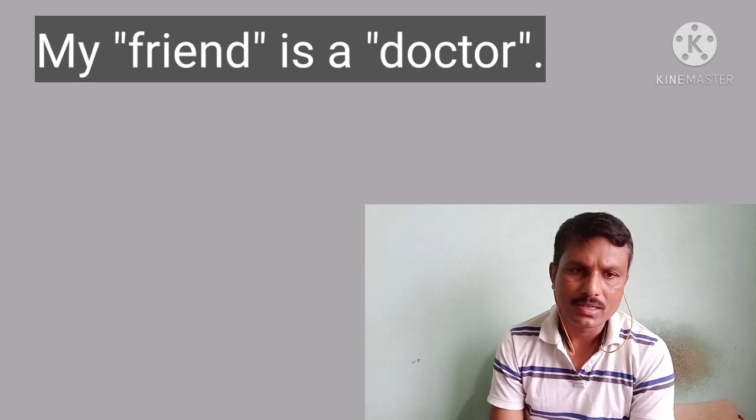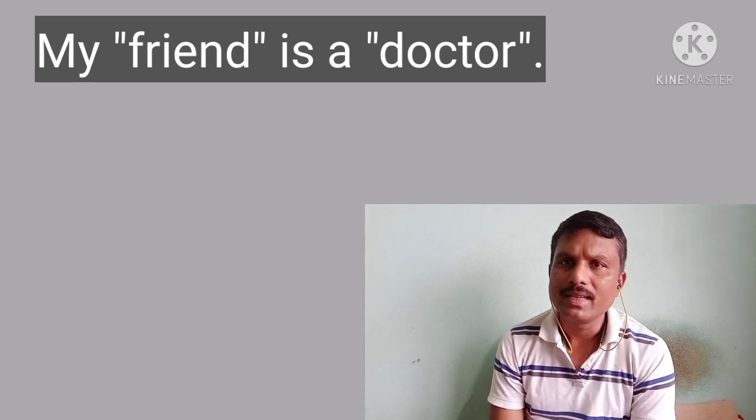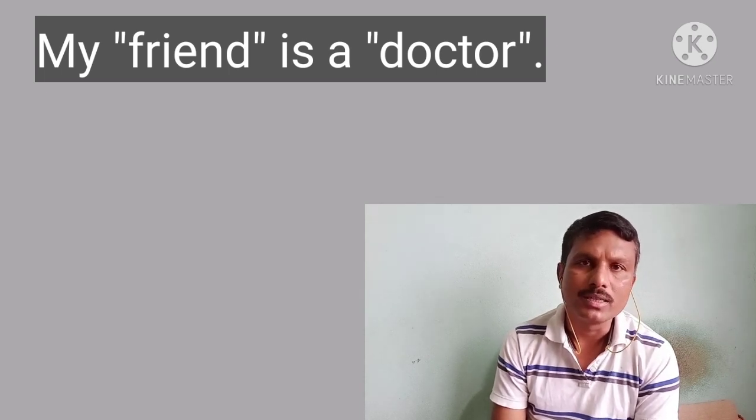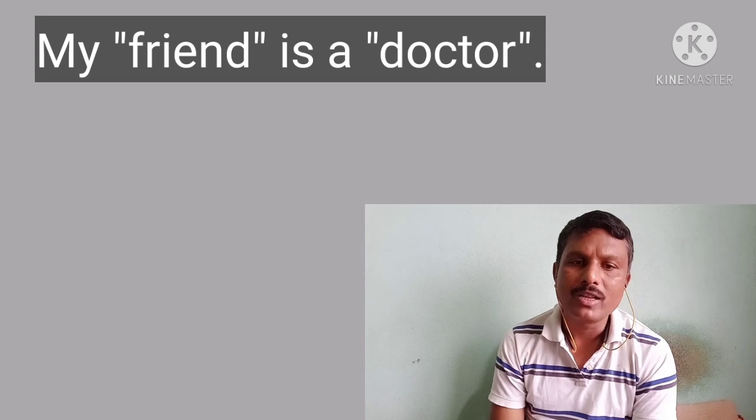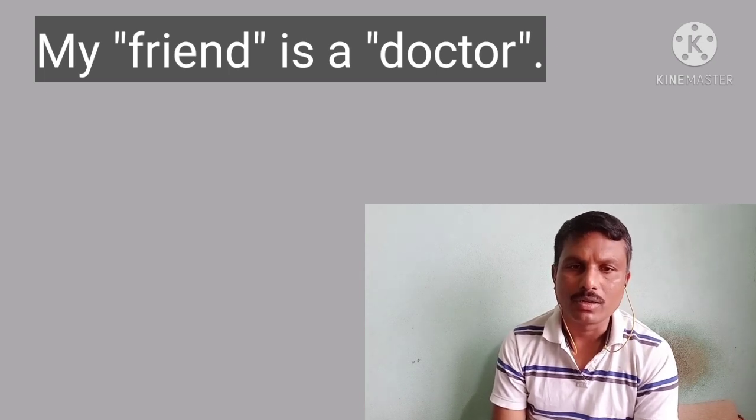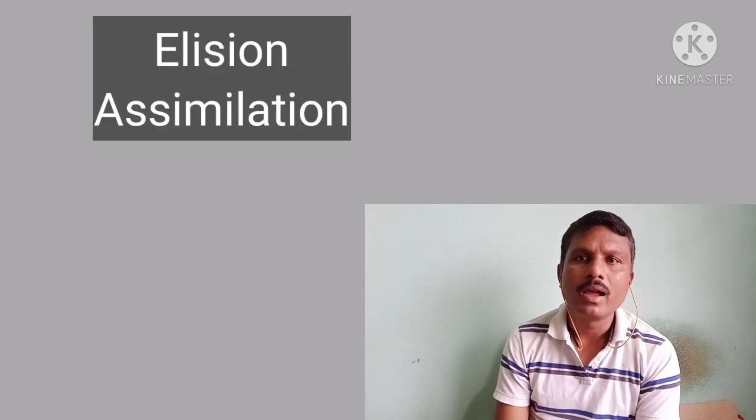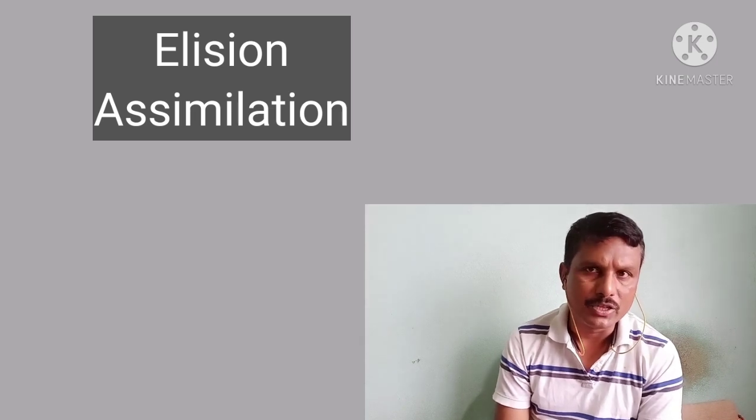All words are not stressed in a sentence. For example, in the sentence, my friend is a doctor, only the words friend and doctor are stressed. The rest of the words are not stressed. In connected speech, we have to understand two things called elision and assimilation. Let us first try to understand elision.